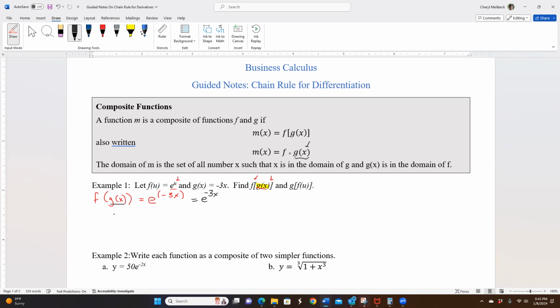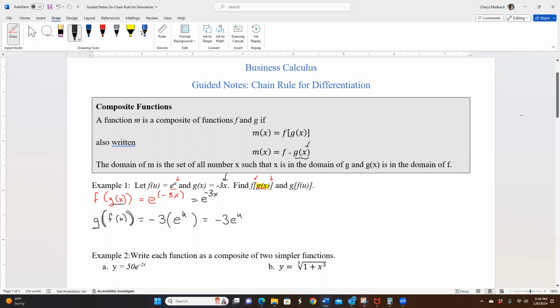That's substituting the g function into the f function. The second one wants us to substitute the f function into the g function. So my outside function is the g function here. So I'm going to write negative 3x, but we're going to replace the x with the f function. So here we will substitute in e to the u. So we wind up having negative 3e to the u as my composite function g of f of u.